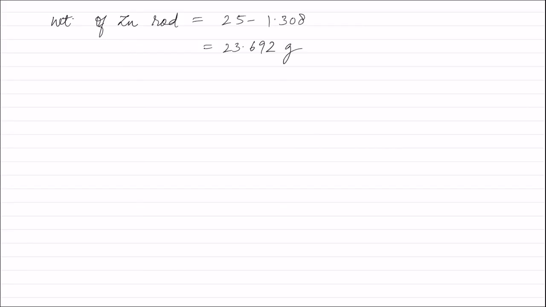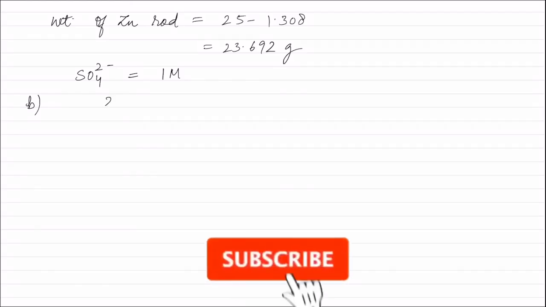Now sulfate ions do not participate in the reaction. Therefore, molarity of sulfate ions in the solution remains the same, that is 1 M. Now in the B part of the question, since copper is less reactive than zinc, copper will not displace zinc from its salt, and therefore no reaction will take place, and the molarity of zinc sulfate remains the same, that is 2 M.